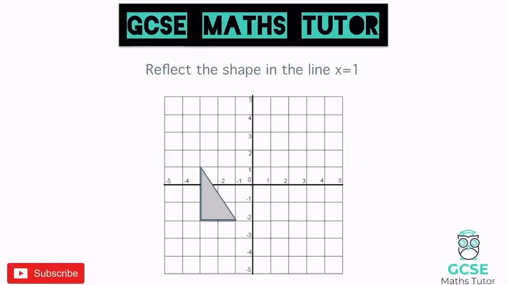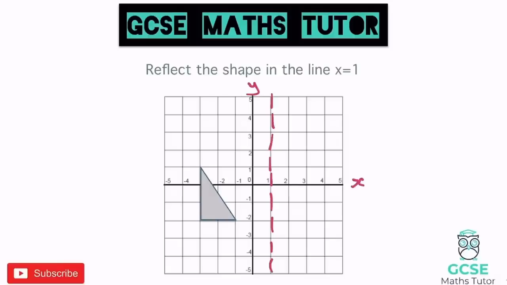Okay, so reflect the shape in the line x equals 1. Now this is your x-axis and this is your y-axis, so x equals 1 is right there. The only line you can do from that point, other than going across the x-axis, and it doesn't say the x-axis, is to go up and down. So x equals 1 is this line here. If you think about any coordinates on that line, the x-coordinate's always 1. So that's our reflection line there.